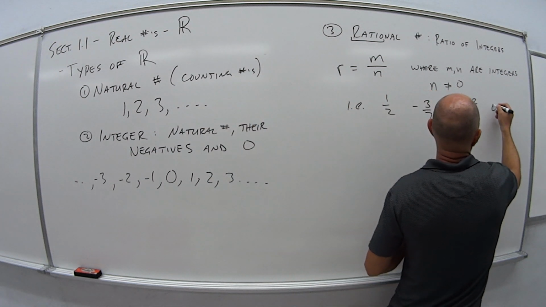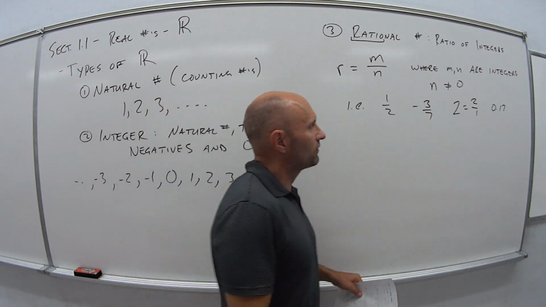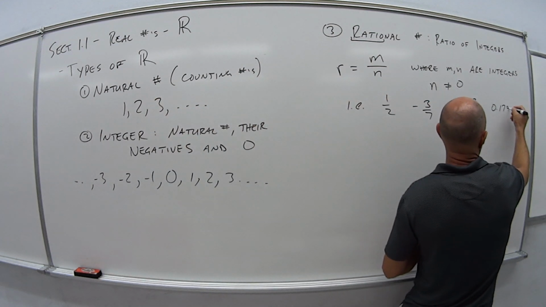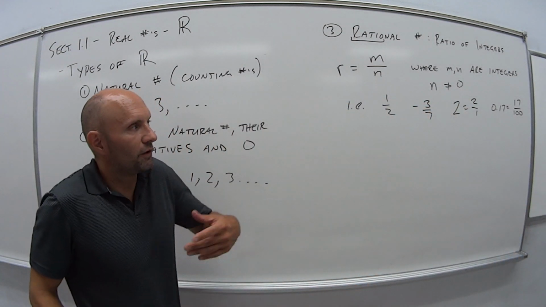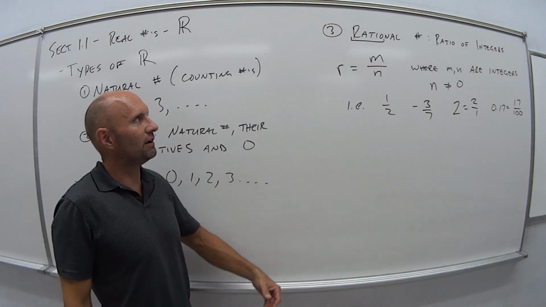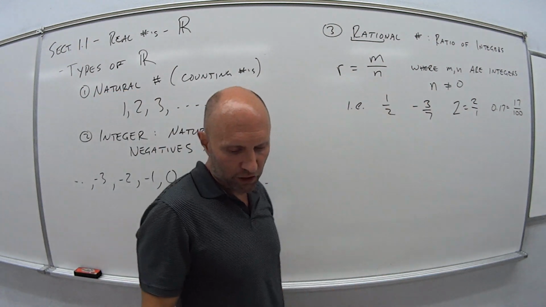Could also have it as a decimal. So if I have 0.17, well, that's what? Tenths, hundredths. So this is the same as 17 over 100. So the decimal 0.17 is also a rational number because we can express it as a fraction.